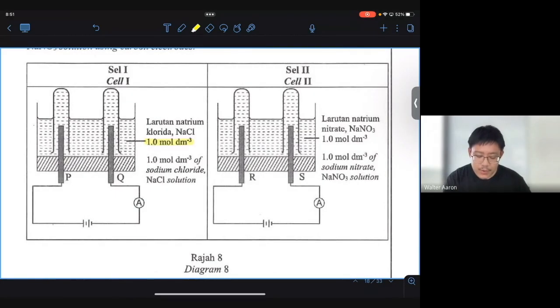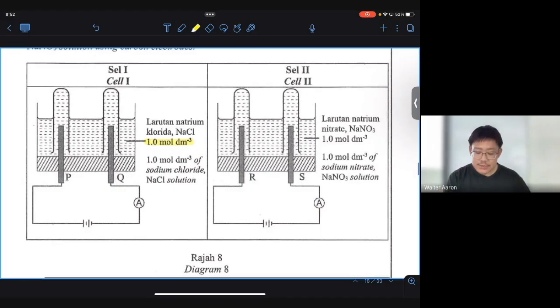If you recall what I explained to you before in your Form 4, for those who joined my class, I told you that as long as it is 1 mole per dm cube and higher or above, it's considered a concentrated solution. If it's diluted, it's usually 0.5 and below. That's how we see it. If not, sometimes they will mention that this is a concentrated solution or a diluted solution, which makes your life much easier.